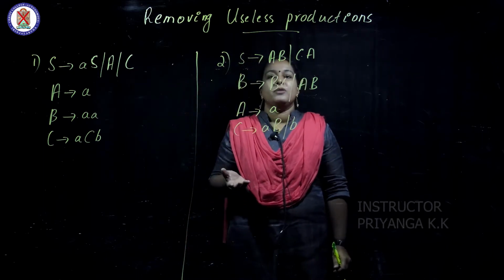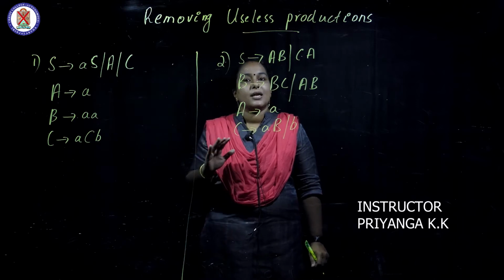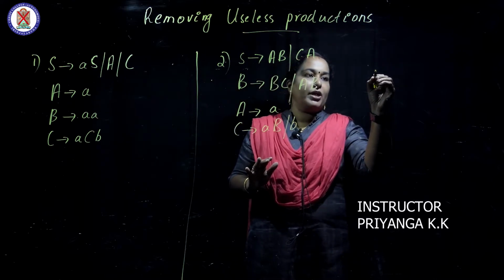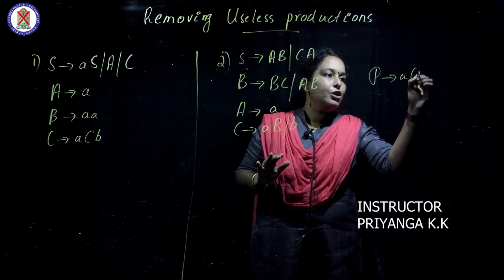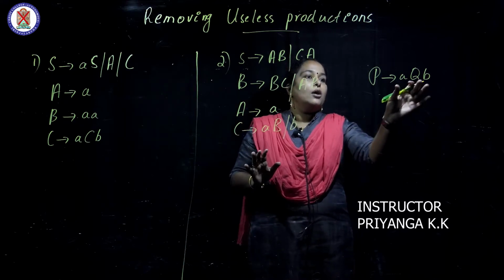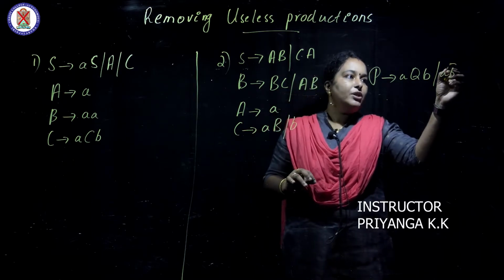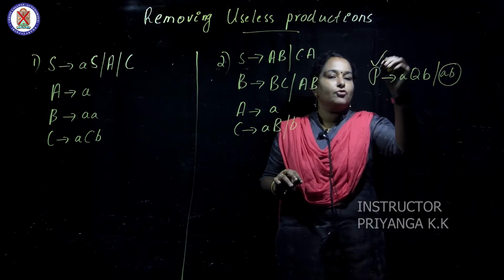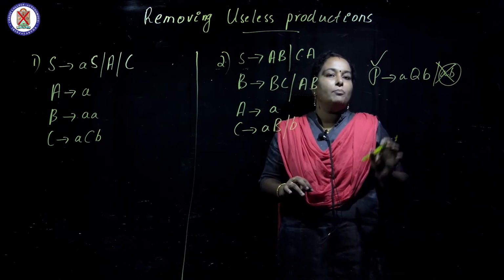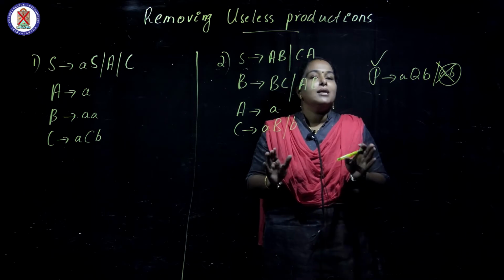Okay, so what do you mean by a useless production? Any non-terminal that does not derive a terminal is called useless. For example, if I am getting a production P and it derives AQB, look here, P derives AQB. It is not deriving a terminal or more than one terminal. If it was deriving AB, it would be a useful production. But here it is deriving a combination of terminals and non-terminals, or a combination of non-terminals only.